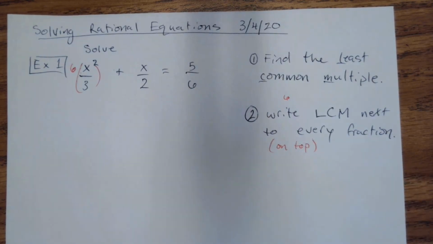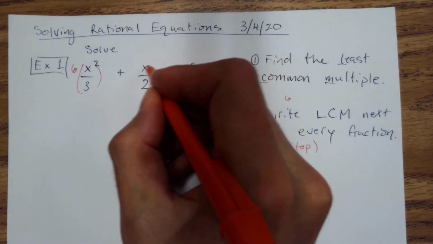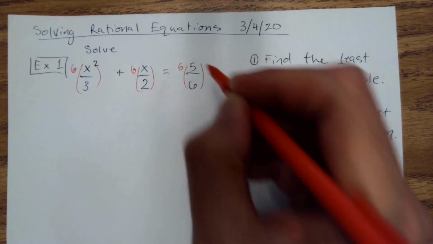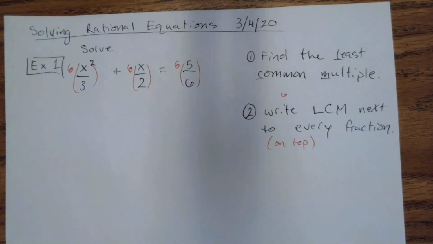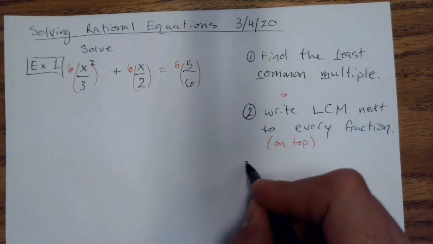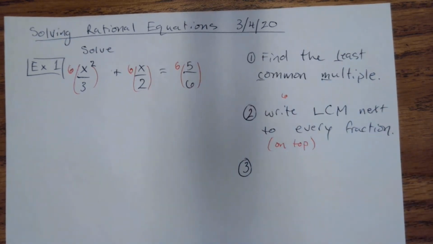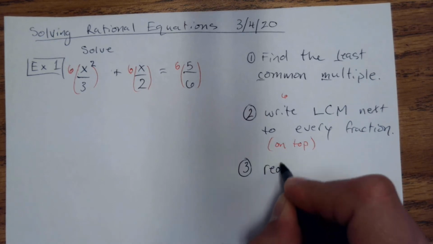The whole idea of this is clearing the fraction. Some people call it clearing the fraction. Some people call it fraction busting. Some people call it getting rid of the fraction. Whatever you want to call it, it's done with the least common multiple on top. Now, third step, if you've gotten the least common multiple correct, the fractions or the denominators will go away. So reduce.